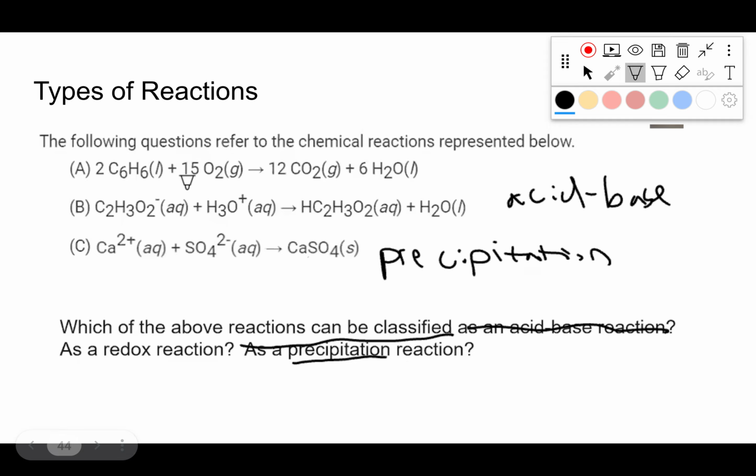So in this problem, on my reactant side, the only thing that even has hydrogen is this. So this is my acid. That means that this automatically has to be my base.